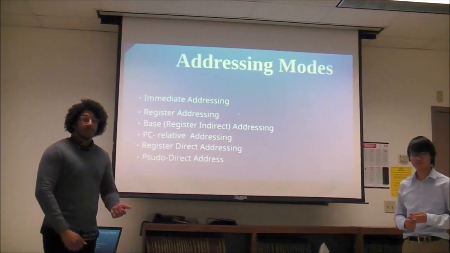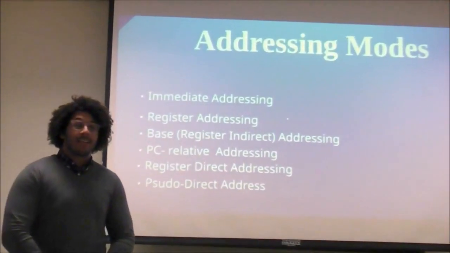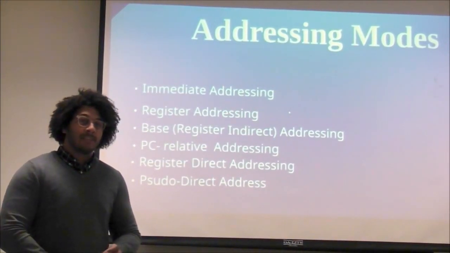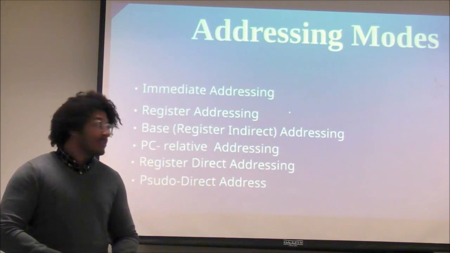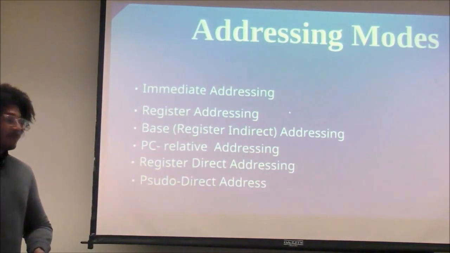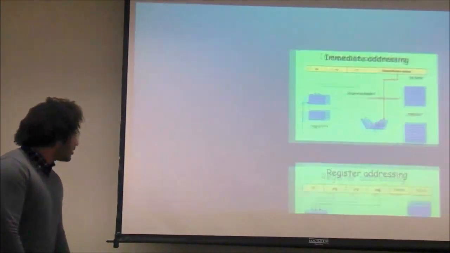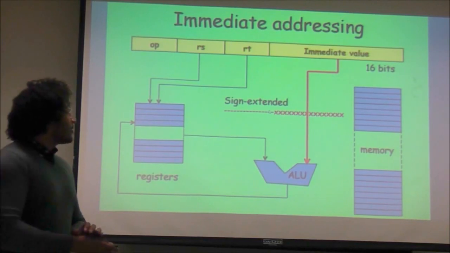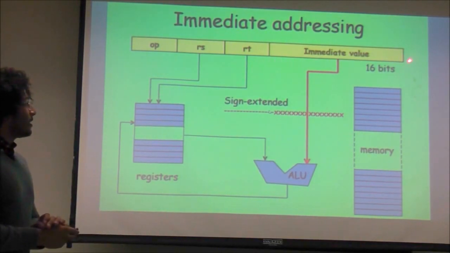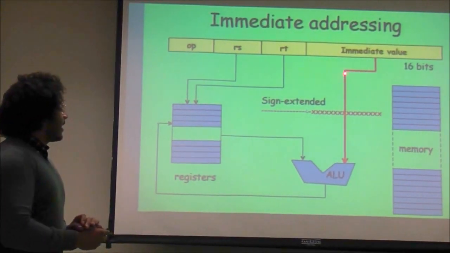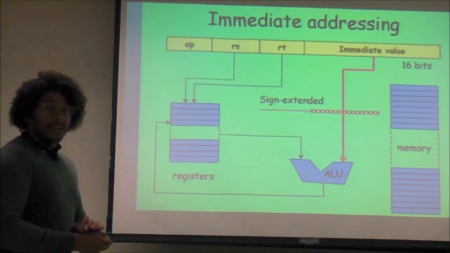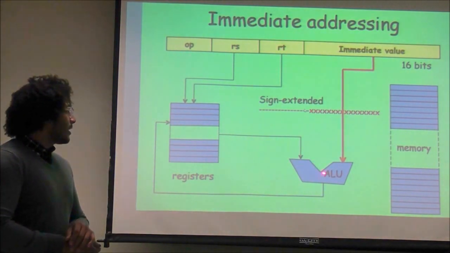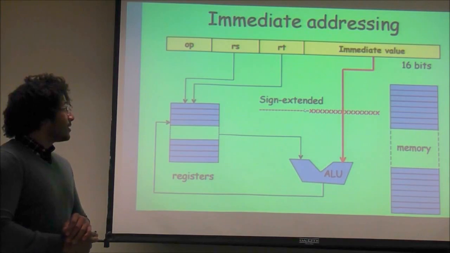Okay, now to addressing modes. For our processor, we have six addressing modes: register, immediate, register indirect, PC relative, pseudo direct, and base. As you can see right here, we're representing our immediate addressing mode. The immediate addressing mode takes the immediate value that is stored in the least significant 16 bits, and in the ALU it is used as an operand. Then we also store the output of the ALU into the RT register.